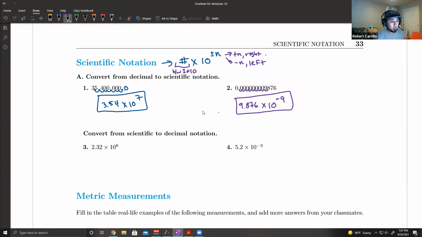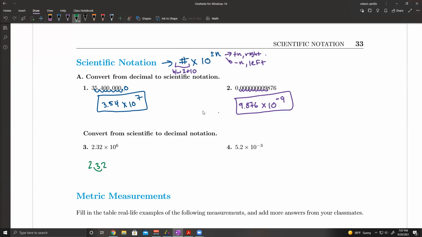Okay, cool. So the next two examples are just going the opposite way. We're going to go from scientific notation to decimal notation. For this example, we have 10.32 times 10 to the 6. That is a positive 6, which means how many spaces to the right are we going to move that decimal? 6. So 1, 2, 3, 4, 5, 6.